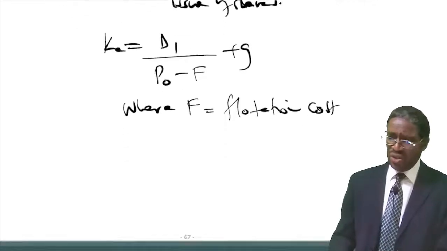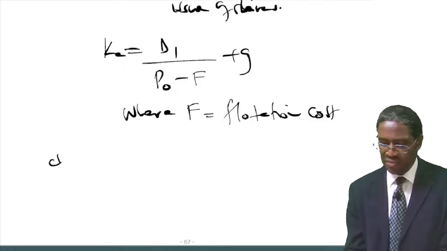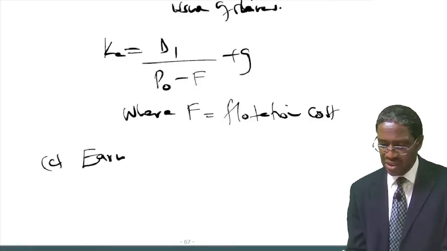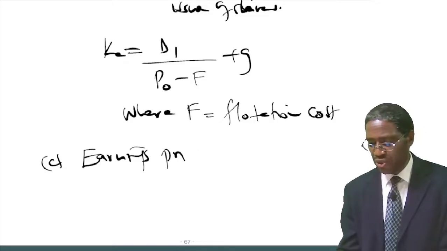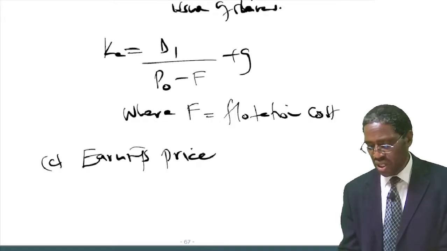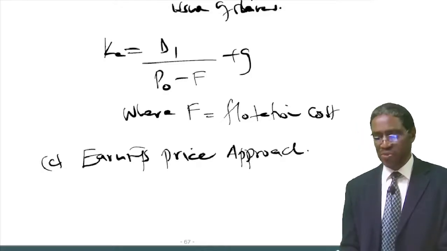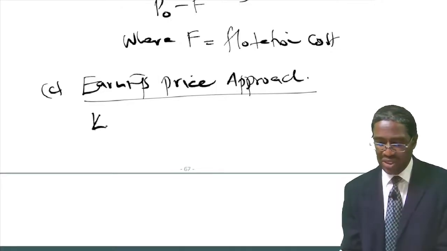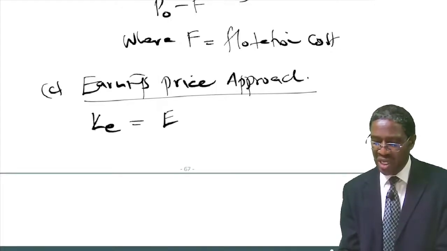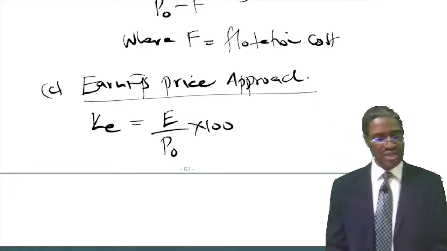But maybe before we do a small illustration, let's put down number C, the earnings price approach. Earnings price approach of computing the cost of capital again. Your Ke equals earnings divided by P0 times 100.